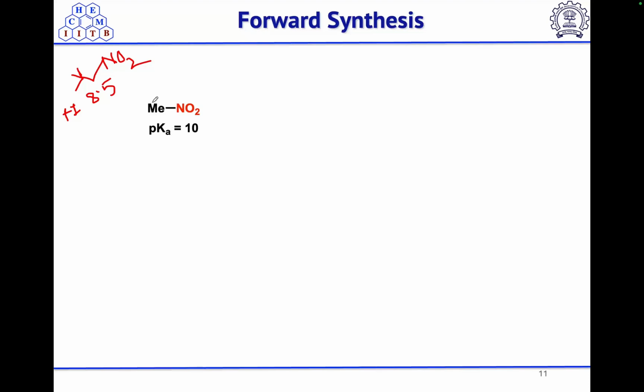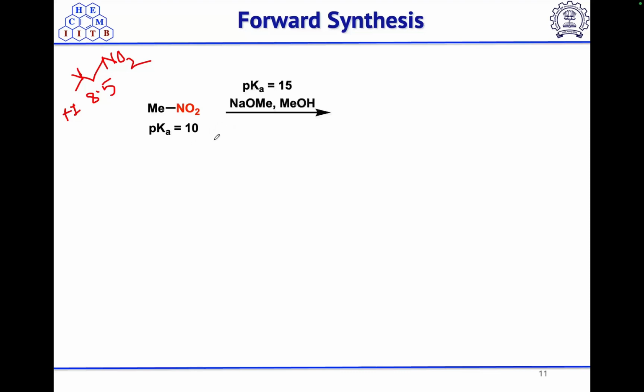So to abstract the proton from nitromethane, you have to use a base which has a pK value more than this. Okay, pK value of base means we are thinking of the pK value of their conjugate acids. In general we say pK value of base, but that does not make any sense. So pK value of base means we are talking about the pK value of the corresponding conjugate acids. So pK value of nitromethane is 10, so we have to use a base having a pK value more than 10.